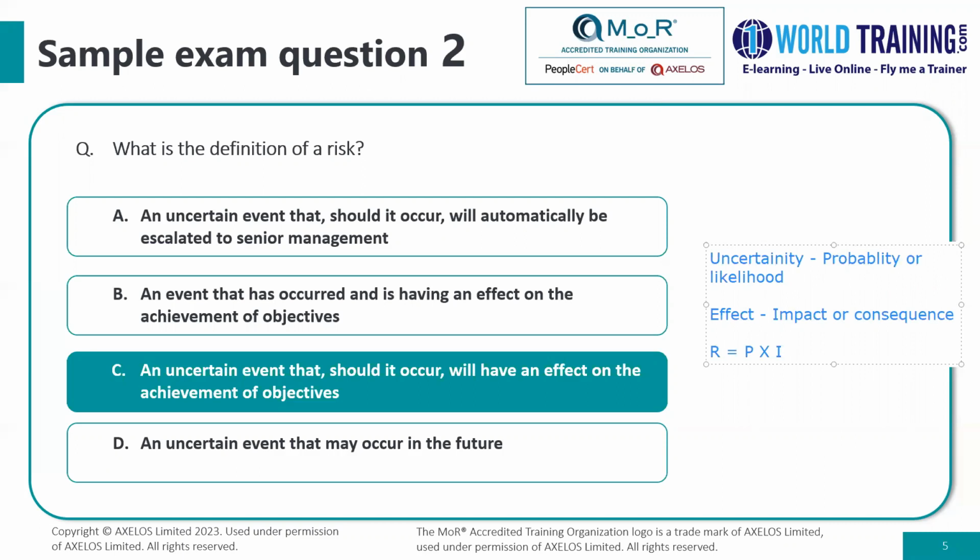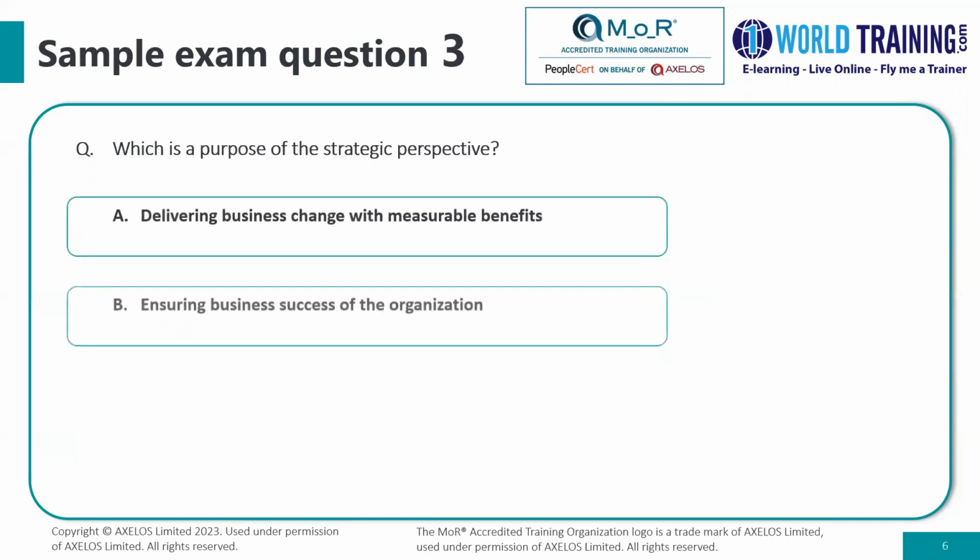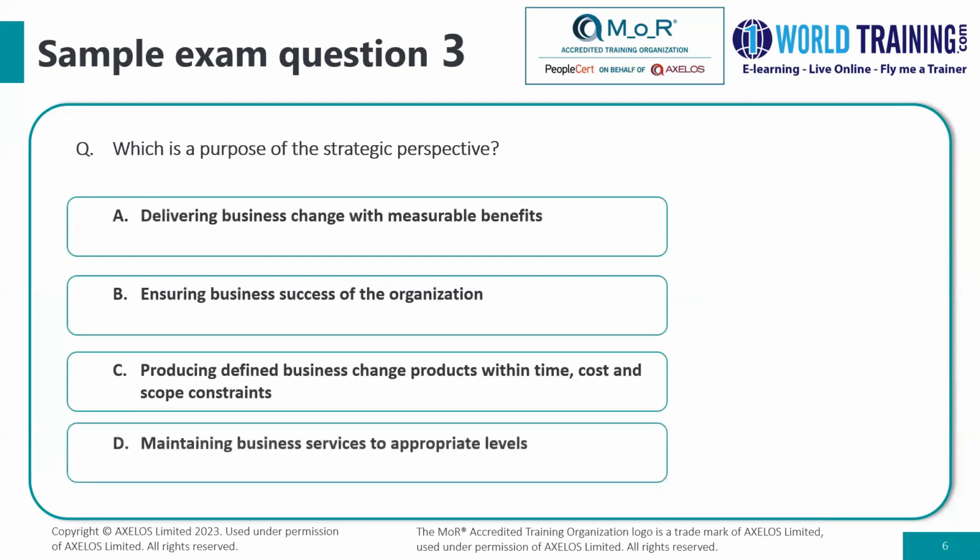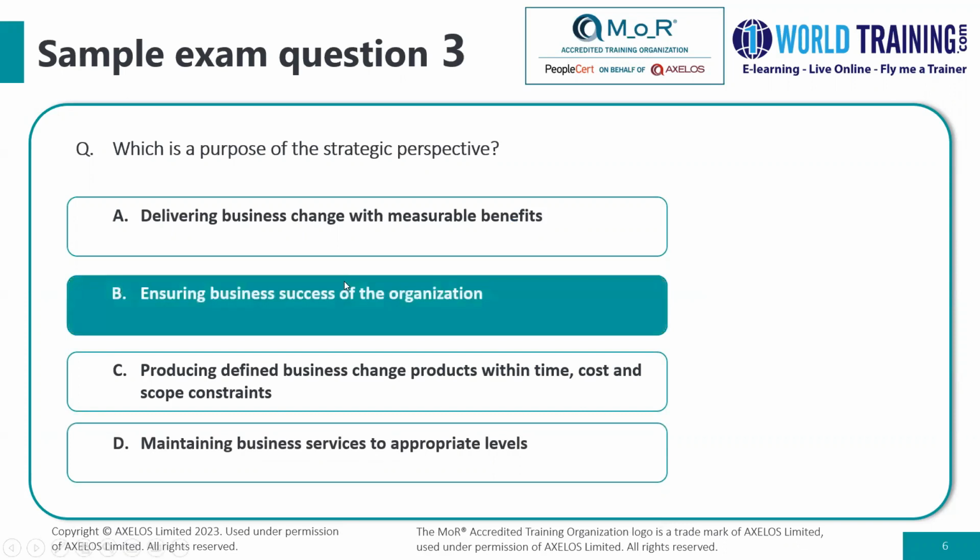Let's move on to the next one, question number 3. Which is the purpose of the strategic perspective? The correct answer is B, ensuring business success of the organization. Please keep in mind there are 4 perspectives. One is the strategic perspective, the other one is the operational perspective, and then you have the program perspective and the project perspective. Good to remember that these are the various perspectives.